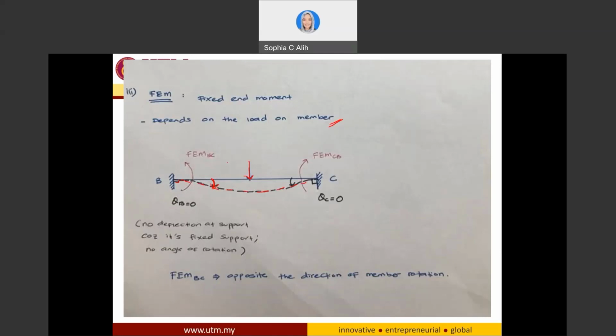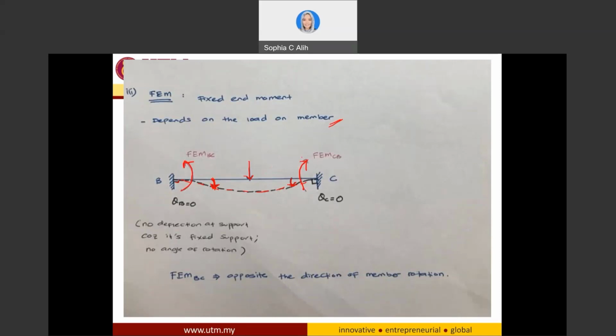The direction of the fixed end moment is going to be opposite to the direction of the member rotation. So if my member has a deflection in the clockwise direction, then my fixed end moment is going to try to push it back to the original position, so I will have a counterclockwise moment. Similarly, on this end, if my rotation is counterclockwise, then my fixed end moment is going to be in the clockwise direction because it tries to push the member back to the original position.